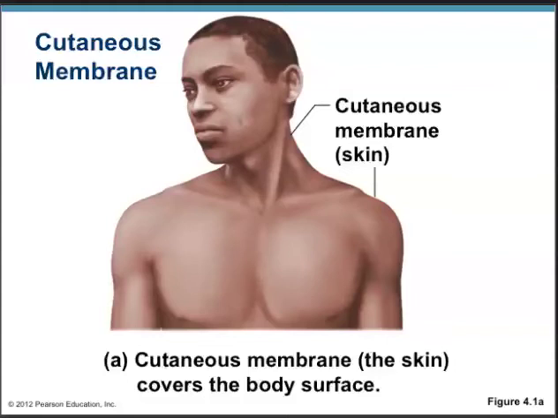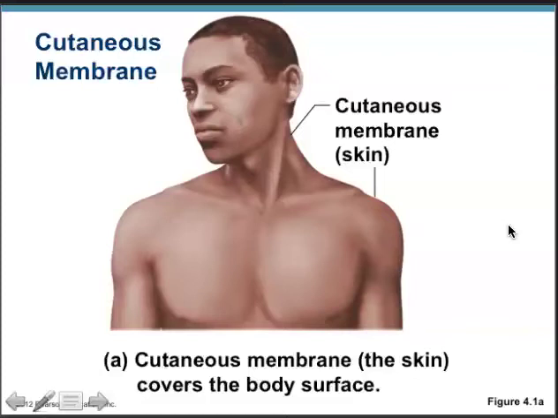So here we're looking at an example of the cutaneous membrane. This would be your skin. It is a dry membrane. It forms our outermost protective boundary. It is made up of superficial epidermis composed of keratinized squamous epithelial cells and an underlying dermis that is mostly dense connective tissue. So what we're seeing here are two different types of tissues acting as an organ.